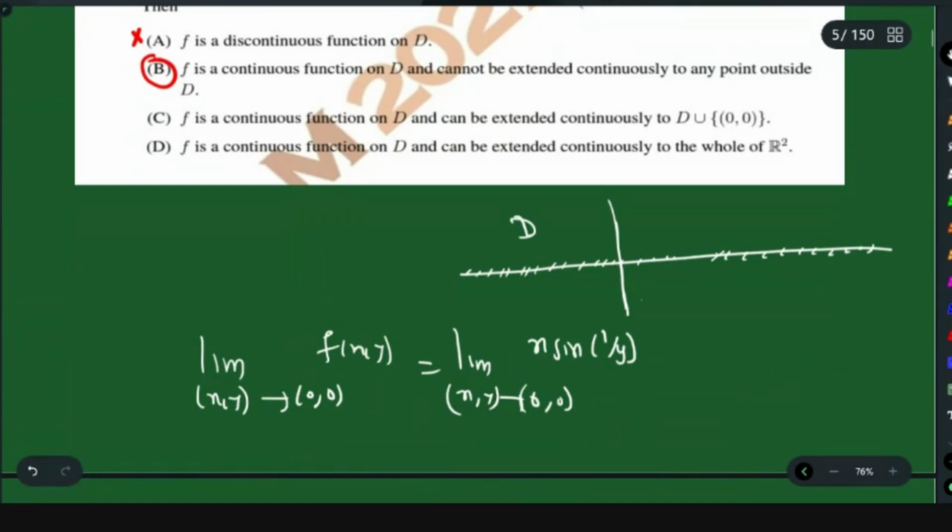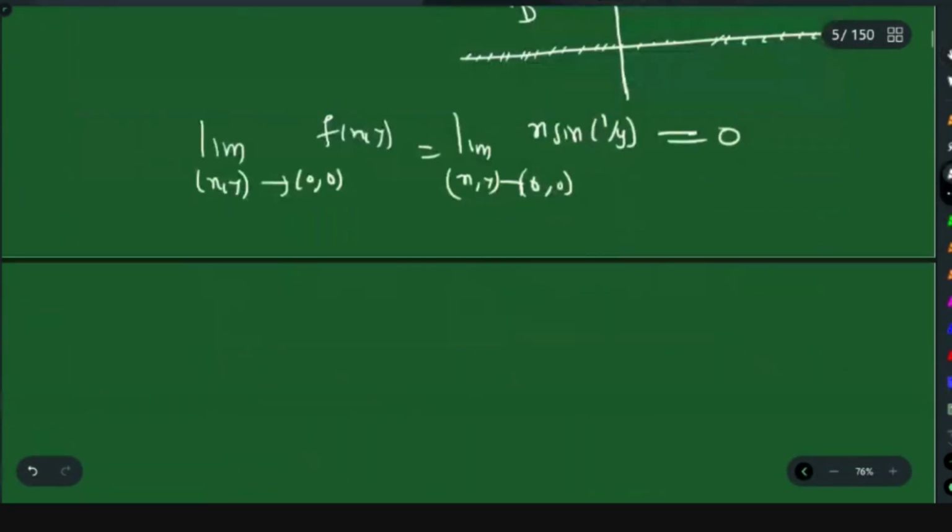We can estimate this. This sine is bounded, so this limit should be 0, right? That thing I have already done. So you can just take the modulus. I will tell you why it is 0. You take the modulus of x sine 1 by y, so it is less than or equal to mod x.